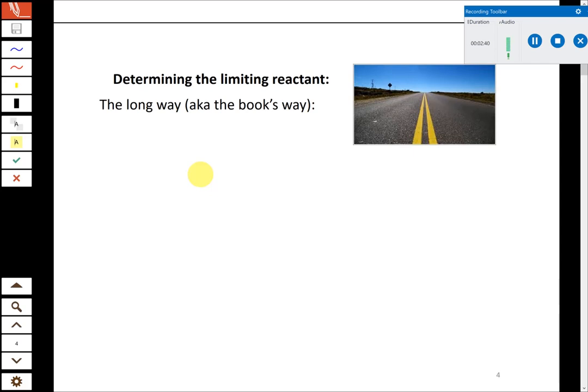Now, the way that the book does it, which is fine, but sometimes takes a little bit of extra time, is you're basically going to do the problem twice. So the way that the book prescribes that you do this is you determine the moles of each reactant, and that's going to typically be the first step in any stoichiometry problem, is to determine moles. But what you're essentially doing, if you follow the book's approach, which works, is you're just going to do the problem twice, once for each reactant.